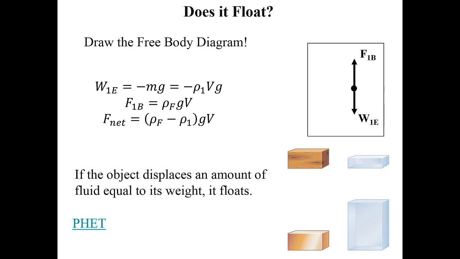This also tells you how deep something floats. If something has half the density of water, then 50% of the object will be submerged, because that is how much water it needs to displace. If you have an iceberg that has a density of about 92% of water, then 92% of that iceberg will be submerged.